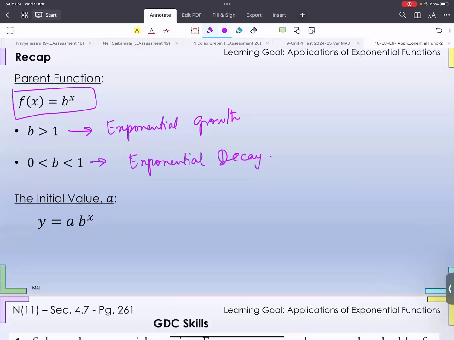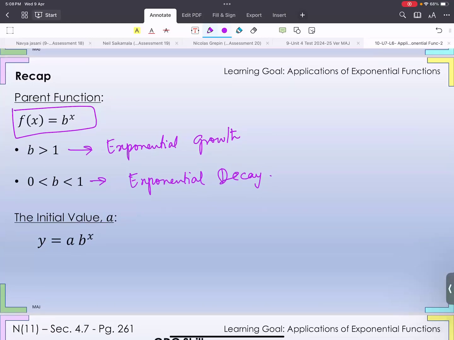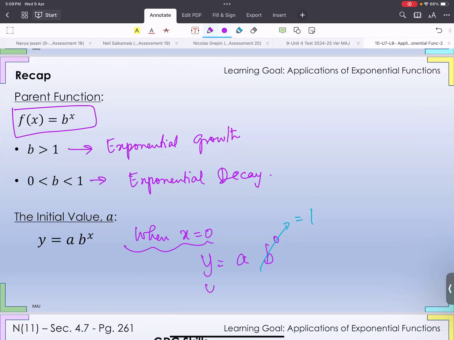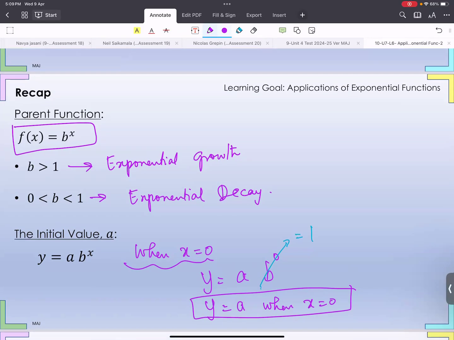We're also going to have an initial value of a, right? So if I write it as y is equal to ab power x, what does that mean? When x is equal to 0, then y is equal to ab power 0, and b power 0 is equal to 1. So y is equal to a when x is equal to 0. That's why it's called initial value. So when you have a multiplier in front of b power x, that multiplier is the initial value, basically what happens when x is equal to 0, okay?